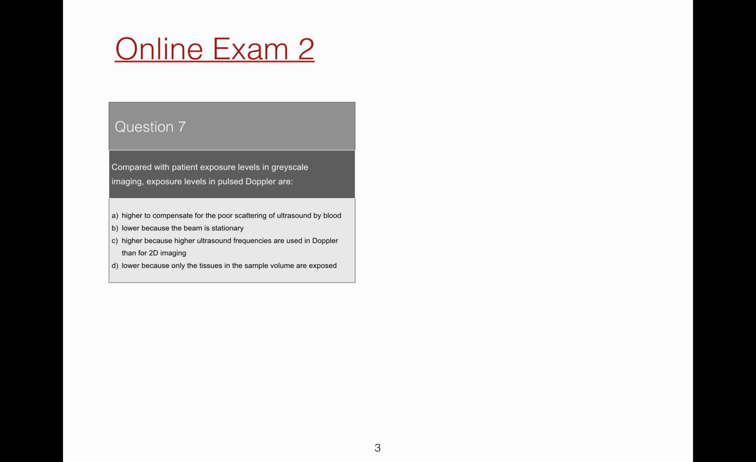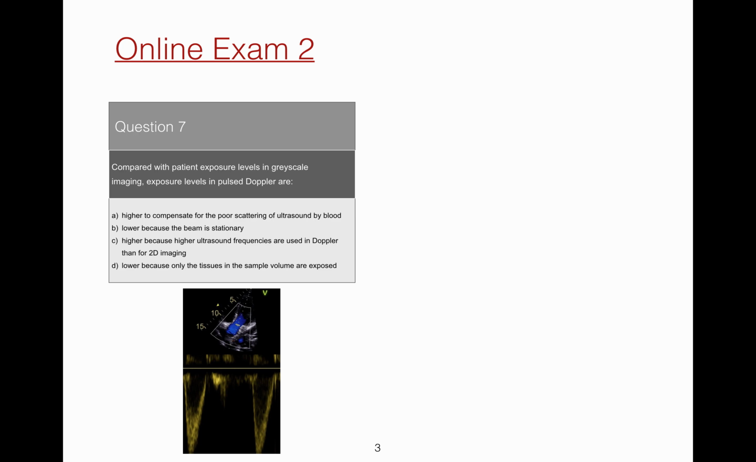Question 7. Compared with patient exposure levels in grayscale imaging, exposure levels in pulse Doppler are what? Exposure levels in pulse wave Doppler are higher than with 2D, so only A or C can be correct. The ultrasound frequency emitted by the machine is the same for both modalities, therefore the answer is A. Exposure levels are higher to help compensate for poor scattering of ultrasound by blood.